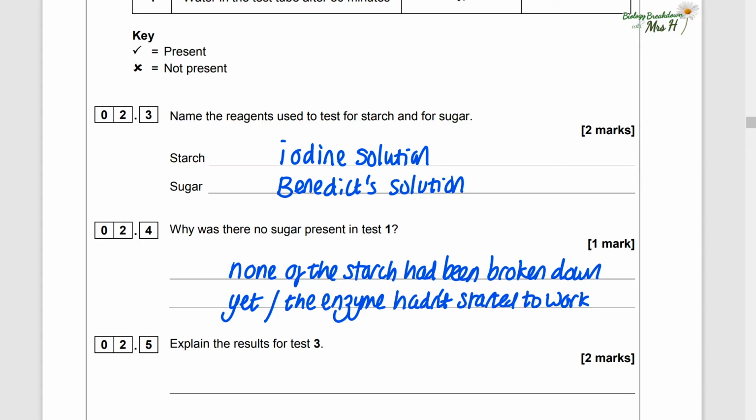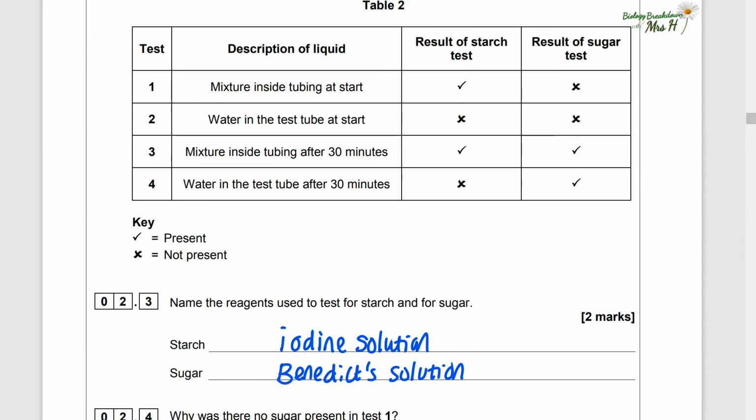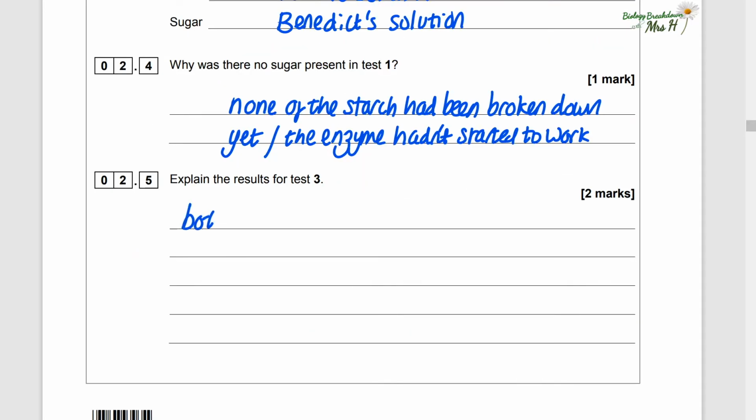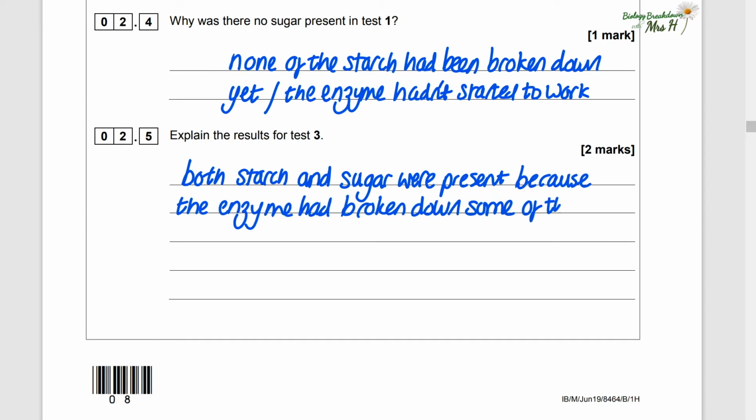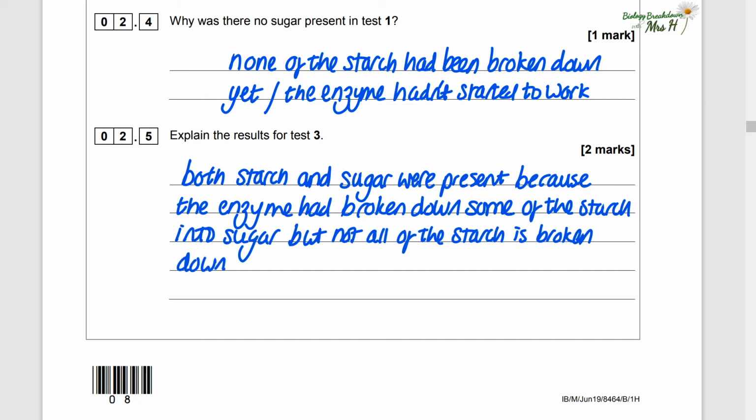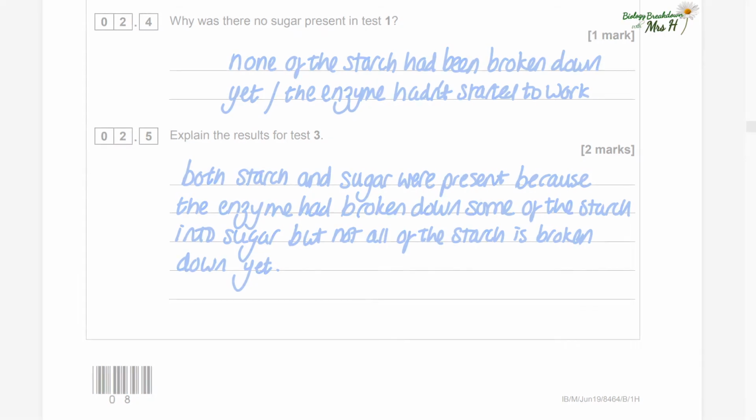Explain the results for test 3. The mixture inside the tubing after 30 minutes, positive for starch and a positive result for sugar. So that means that inside that tubing, the enzyme started to work. Some of the starch has been broken down into glucose and some of it hasn't been broken down. So we're going to get both starch and glucose or sugar present in that tubing.